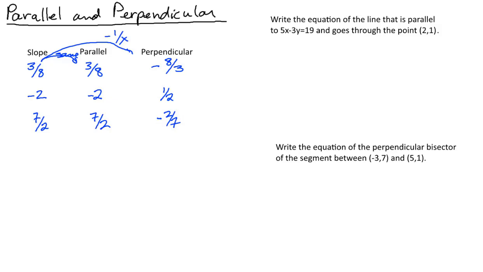So how does that help in doing equations of lines? When it says write the equation of a line that is parallel to this line, 5x minus 3y equals 19, you've got to think, well, in order to write the equation, what do we need?